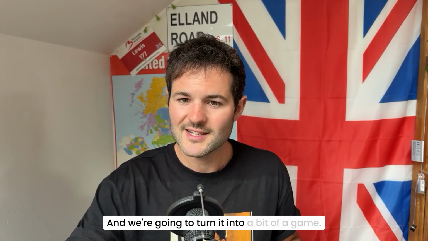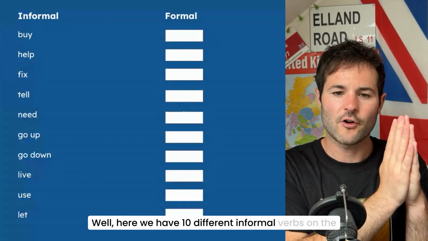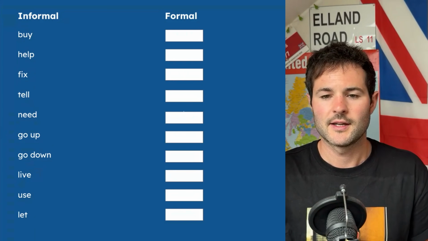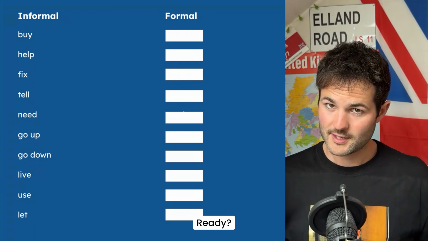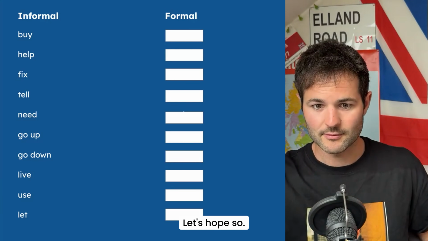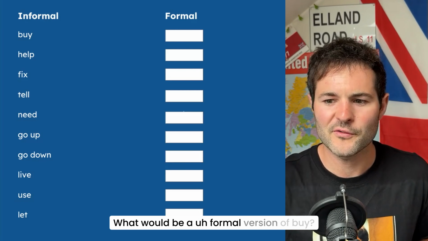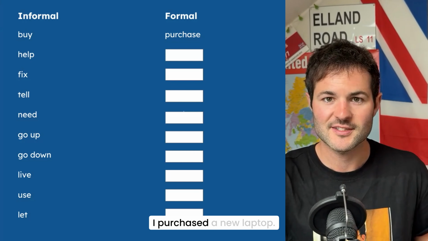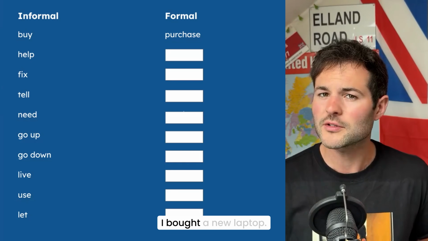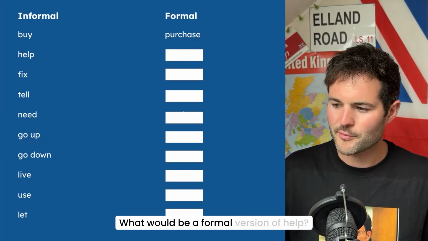And we're going to turn it into a bit of a game. What do I mean by a game? Well, here we have 10 different informal verbs on the left, and I want you to try to think of the formal equivalent. Ready? Do you think you can do it? Let's hope so. So, buy. What would be a formal version of buy? Well, we could say purchase. I purchased a new laptop. I bought a new laptop. Next, to help. What would be a formal version of help?